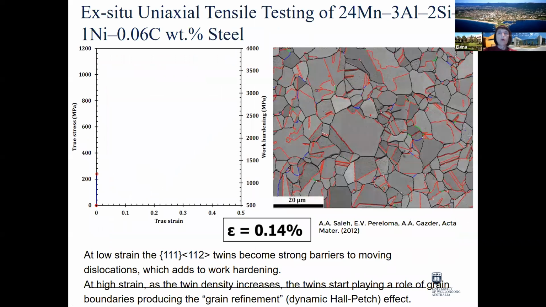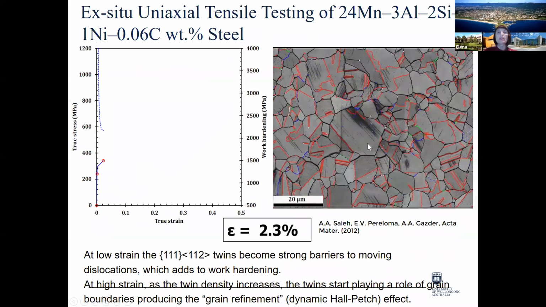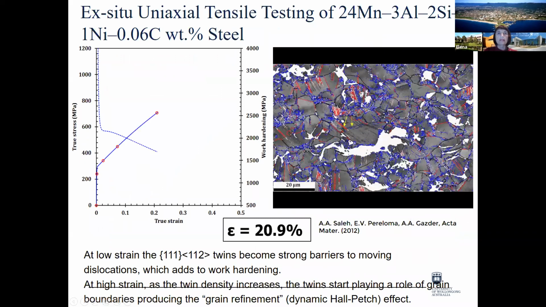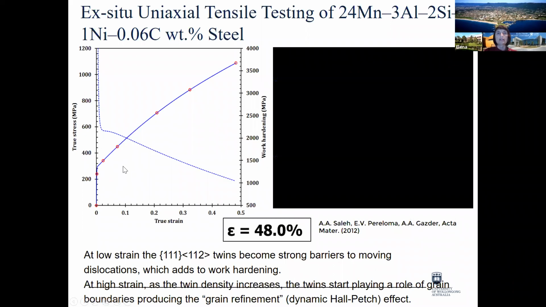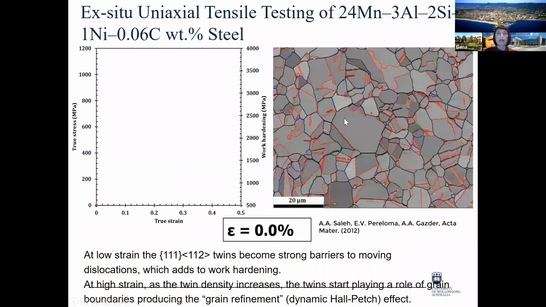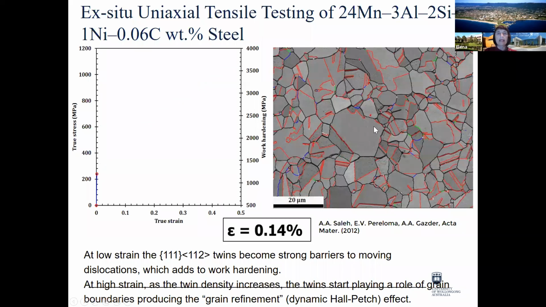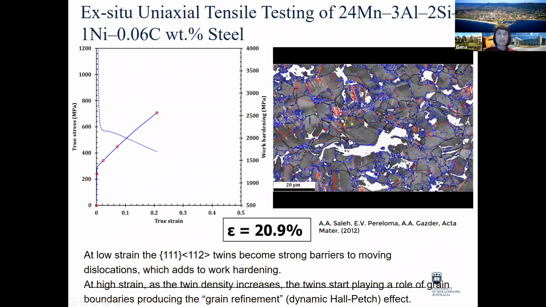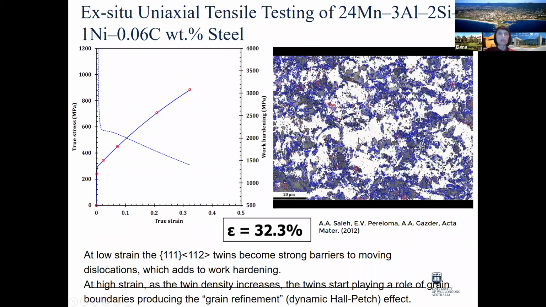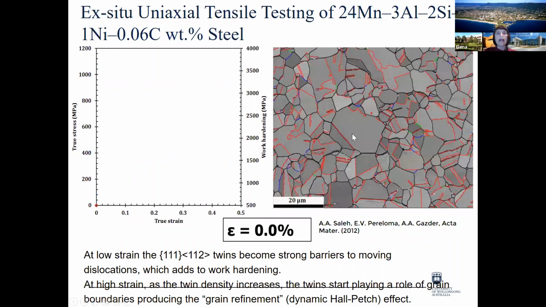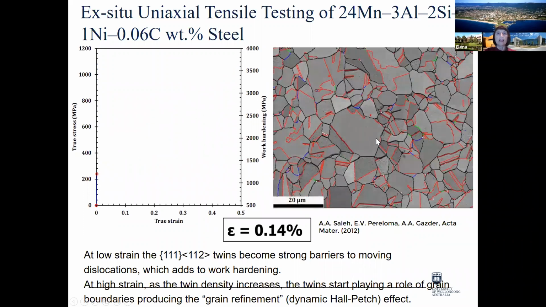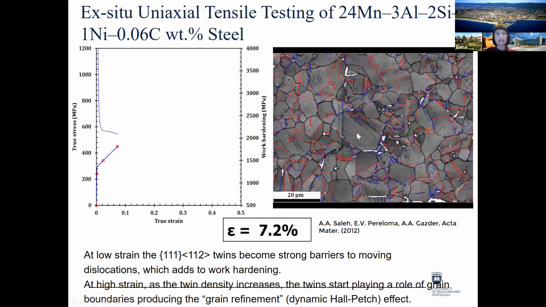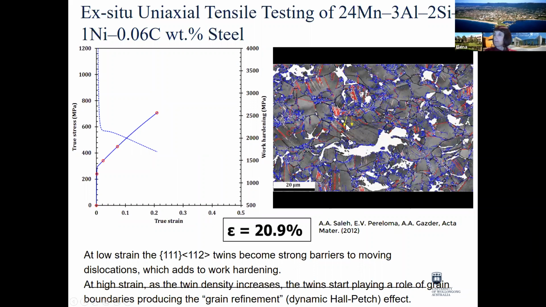So here's an example of formation of just twins in 24 manganese steel. And we could see that as soon as we are reaching the elastoplastic region, we have formation of the twins, and the number and density of the twins clearly increase. And due to these twins providing barriers to movement of dislocations, we have a dynamic Hall-Petch effect, which is responsible in this case for significant strain hardening.